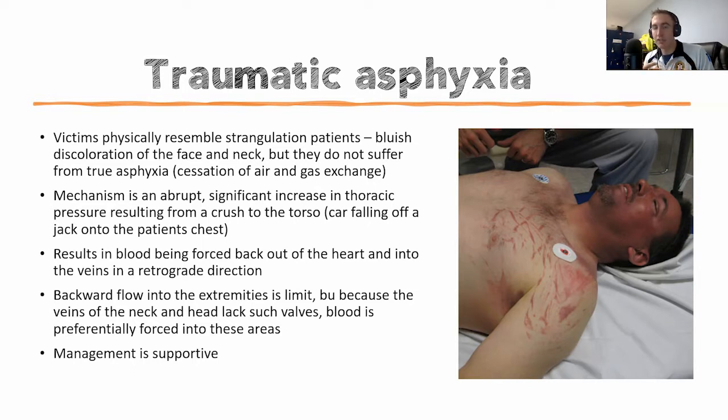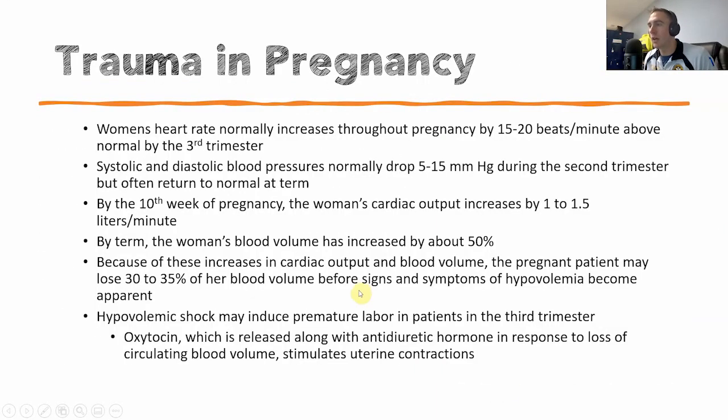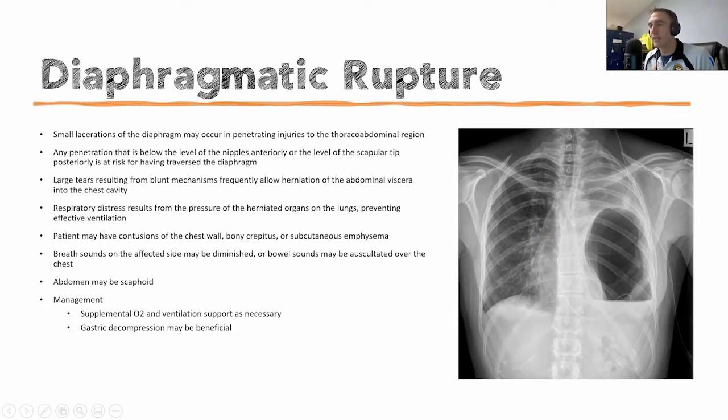It usually doesn't show up in the extremities because the veins of the neck and the head lack valves that are present in the extremities. How do we treat it? It is usually supportive. Diaphragmatic rupture, which is, I think, another probably uncommon injury.